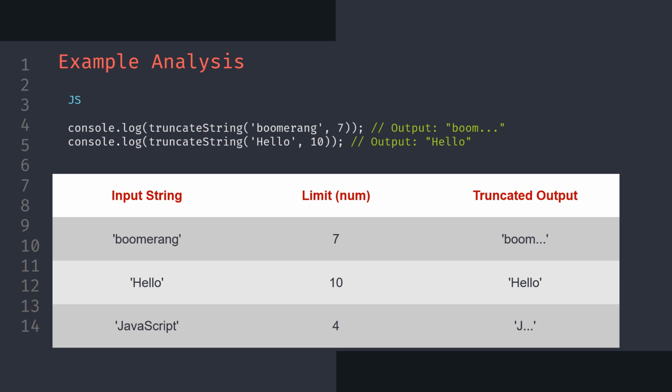In the first example, boomerang is truncated to boom. In the second case, hello remains unchanged. The third example shows how very short limits work.